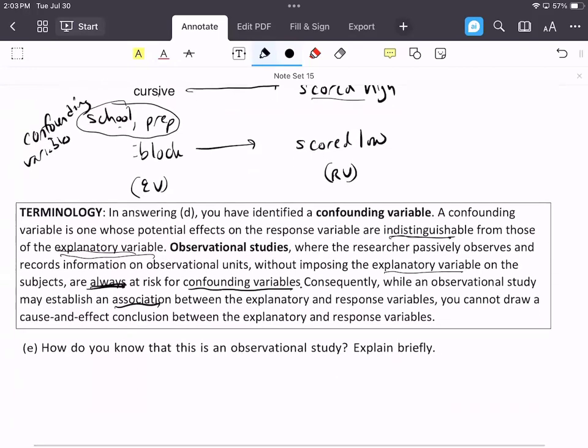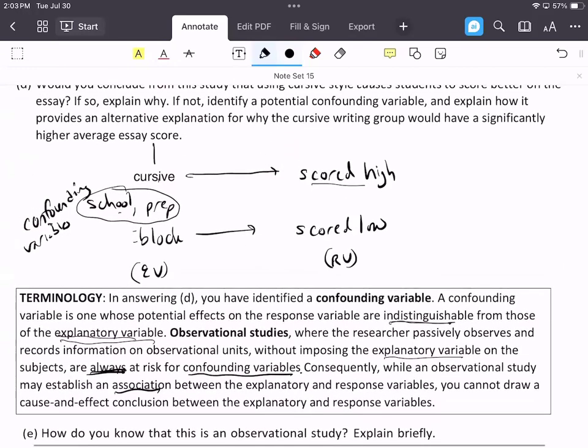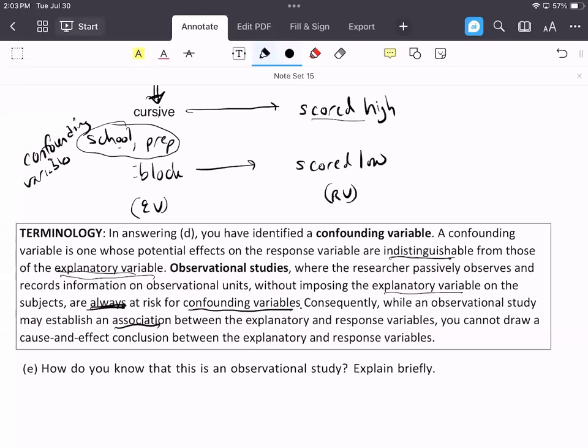How do we know that this is an observational study? Well, did the researchers tell the students which way to write? And the answer is no, they just observed essays and the scores. So the researchers did not determine who wrote in what style. This is not an experiment. The SAT takers chose which method to use to write.